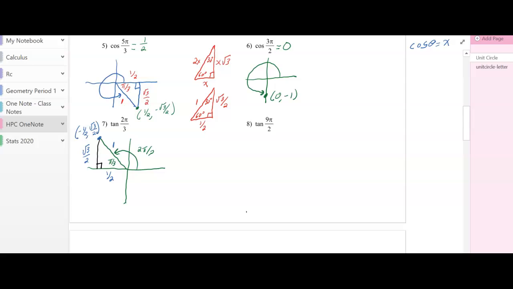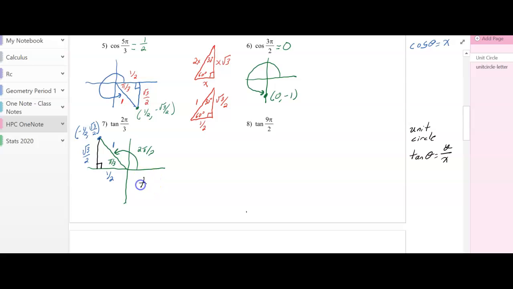If you're a great memorizer, that's perfectly fine. Off to the margin, I'm going to write in the unit circle, the definition of tangent is the y-coordinate over the x-coordinate. You also could use opposite over adjacent. Just be careful you don't forget the negative.